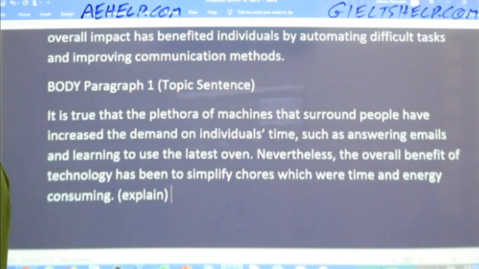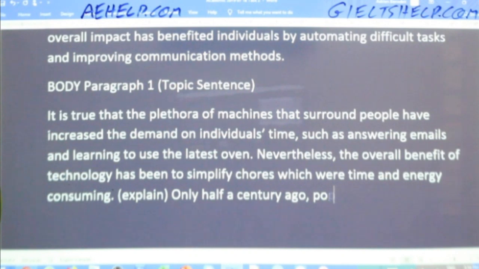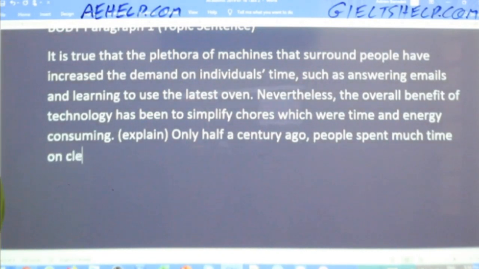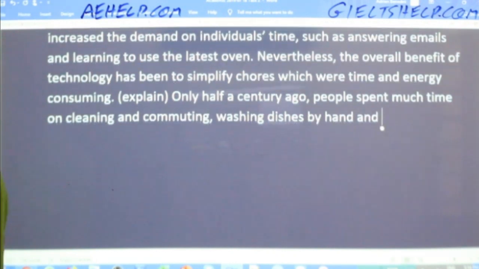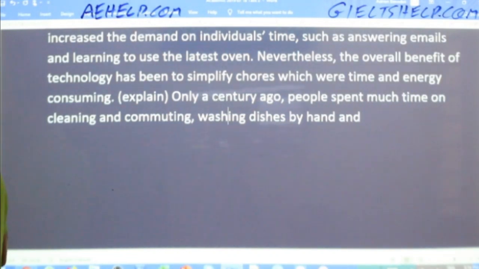All right. So only half a century ago, people spent much time on cleaning and commuting, washing dishes by hand, and let's say a century ago, make it a little bit better. So only a century ago, people spent much time on cleaning and commuting, washing dishes by hand, and riding horses.